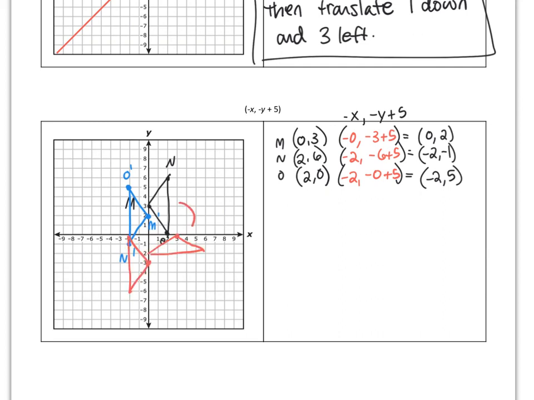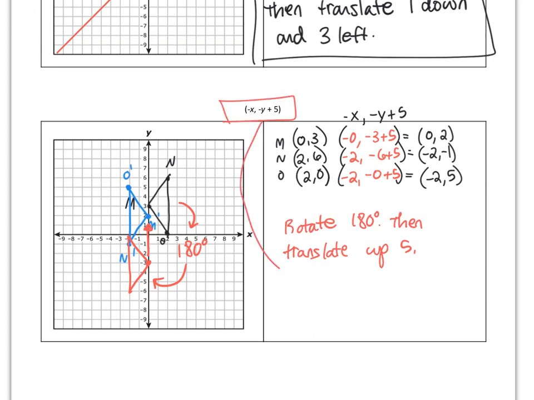Well, I started out by rotating 90 degrees and then 90 degrees more. So for a 180-degree rotation, I went clockwise, but counterclockwise would have been the same thing. And then the next thing I needed to do was translate up 5. So this rule matches this sequence of transformations.